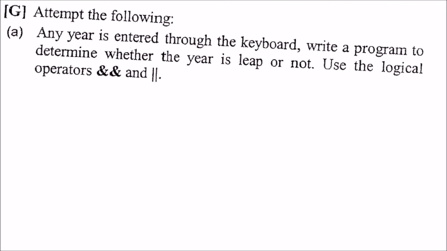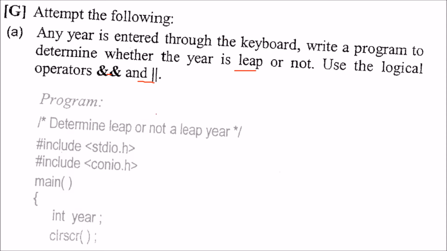Any year is entered through the keyboard. Write a program to determine whether the year is leap or not, and use the logical operators AND and OR. See, first of all, a year is a leap year if it is fully divisible by 4, then we say it is a leap year, or it is together divisible by 100 and 400.